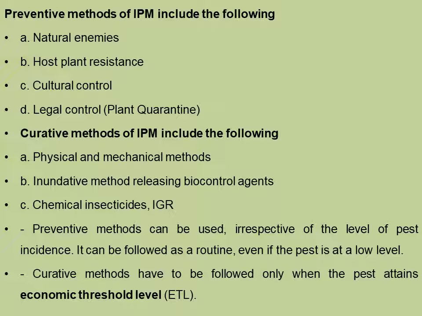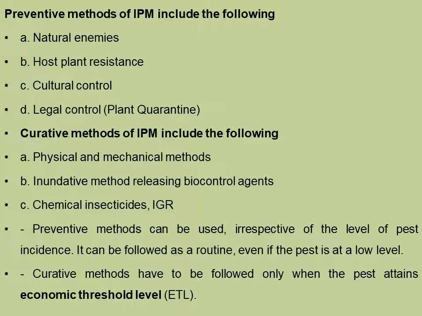Natural enemies can be released in the area where that particular pest could attain a pest status. So as soon as the population of the pest starts increasing, the natural enemies start consuming them and maintain them at a lower level below the economic threshold. Similarly, the host plant resistance, using a resistant strain of the plant, so that the attack is initially minimized.